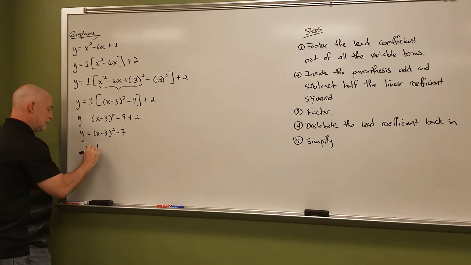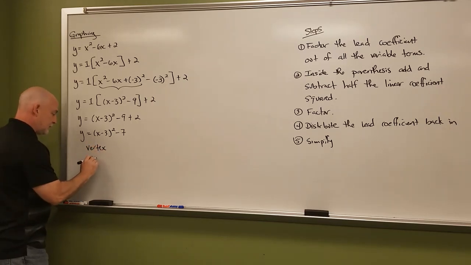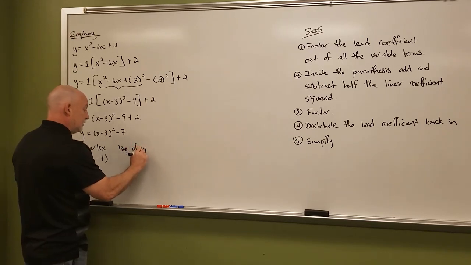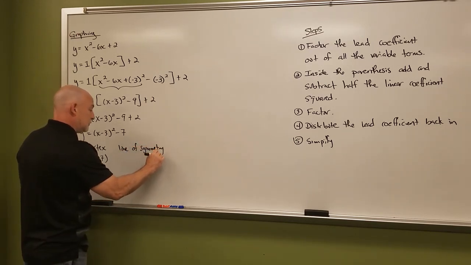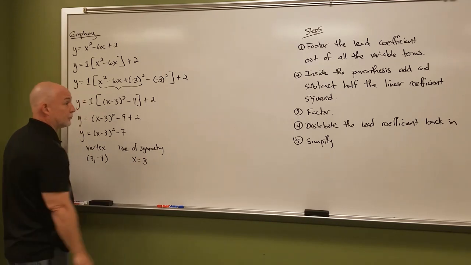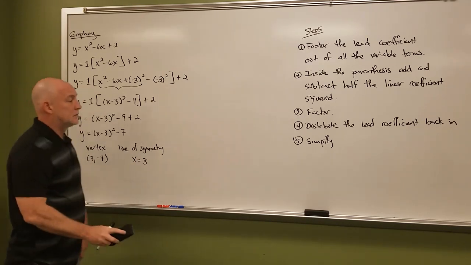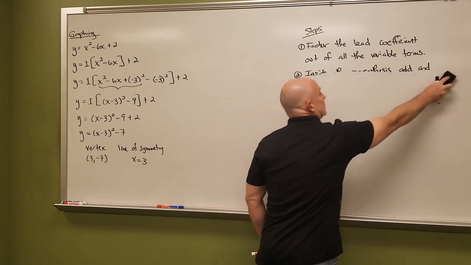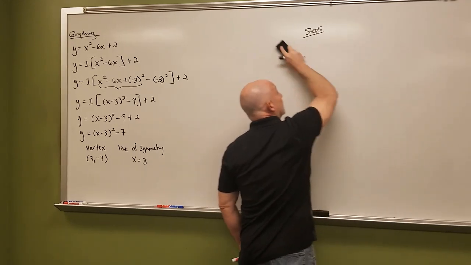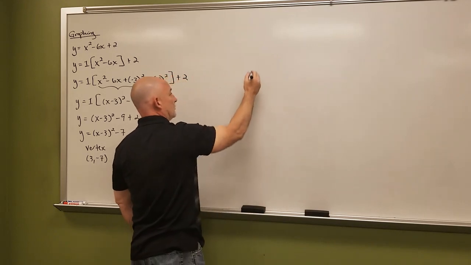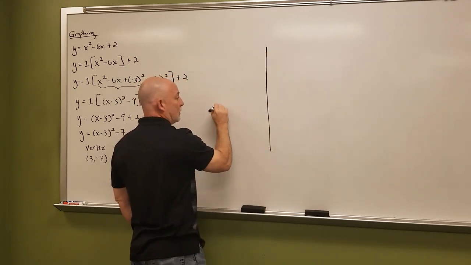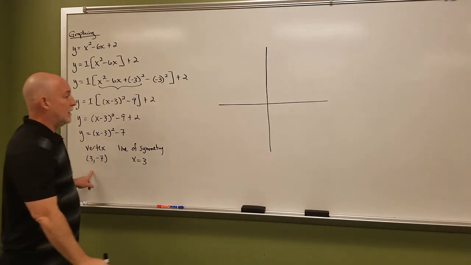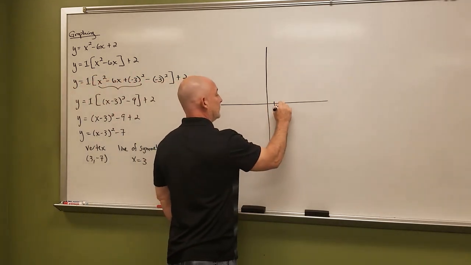So y = (x - 3)² - 7. So now this thing has a vertex (3, -7) and a line of symmetry of x = 3. Okay, so how are we going to sketch a graph of this? Well, to graph a parabola, you need at least 3 points. Unfortunately, right now, all we have is 1 point.